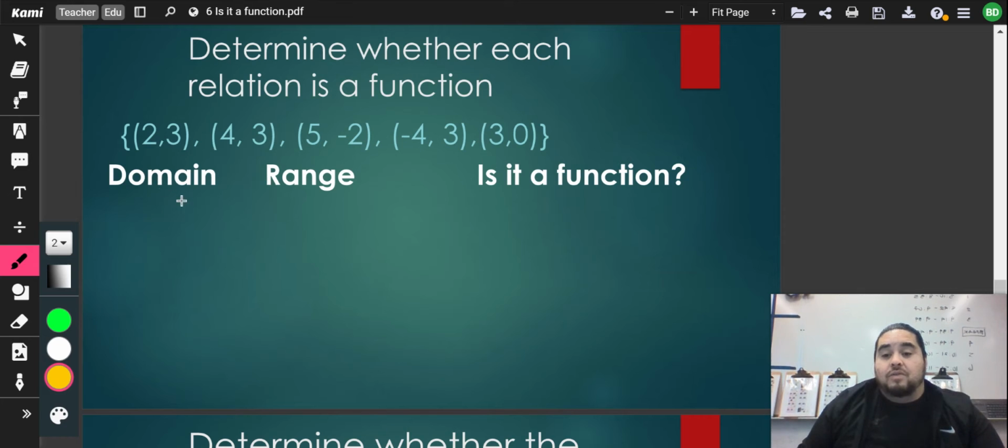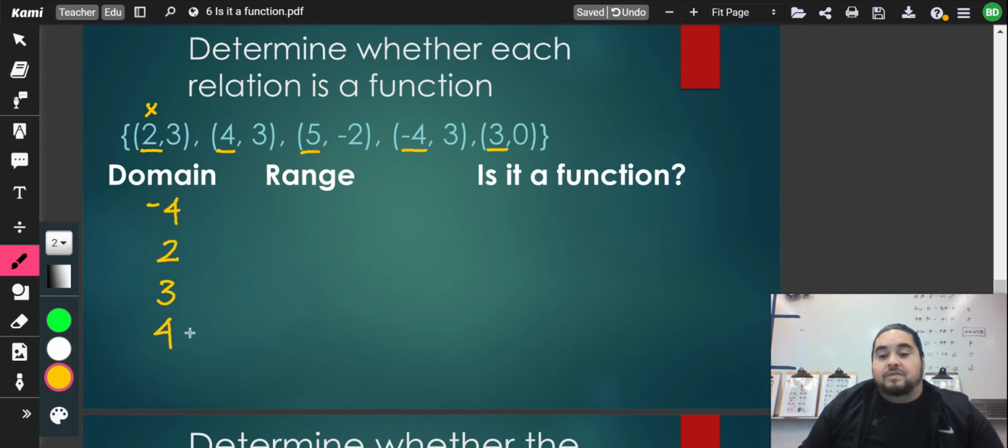Okay, so let's go forward and do this. So domain, we're looking at our x values first. So I have 2, 4, 5, -4, and 3, and I want to write those in order from least to greatest. So we're going to start with -4. And then I have 2. And then I have 3. And then I have 4.